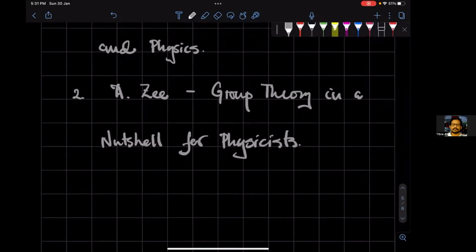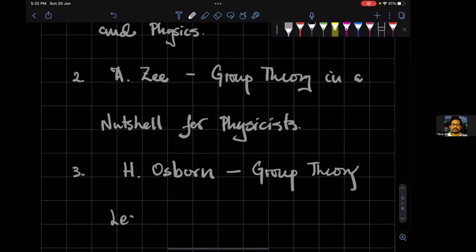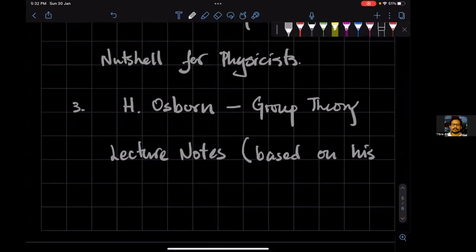Okay. And number 3 is lecture notes by Hugh Osborne, who is a professor at Cambridge. So they're also available on the net. Group theory lecture notes, and they're based on a course that he gave in Part 3 Math.